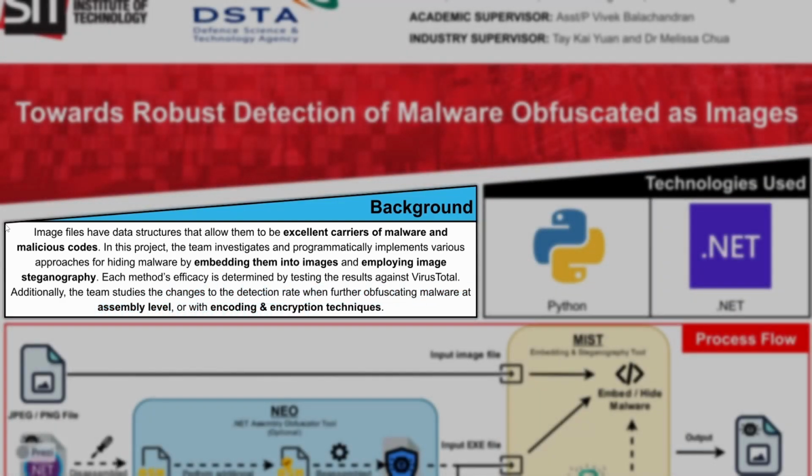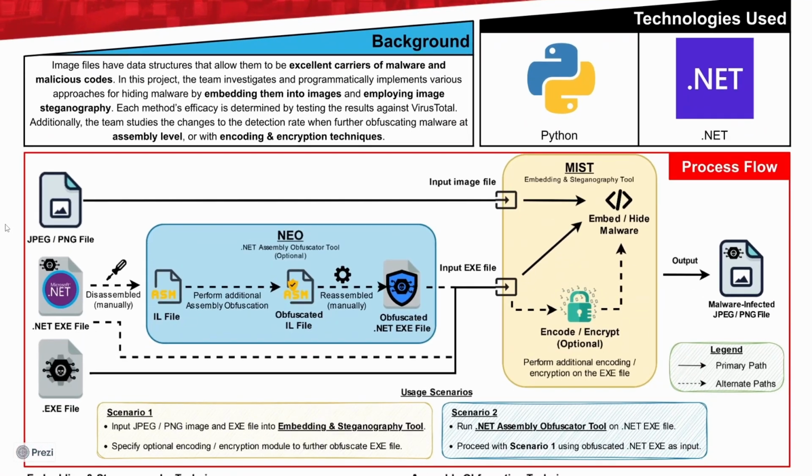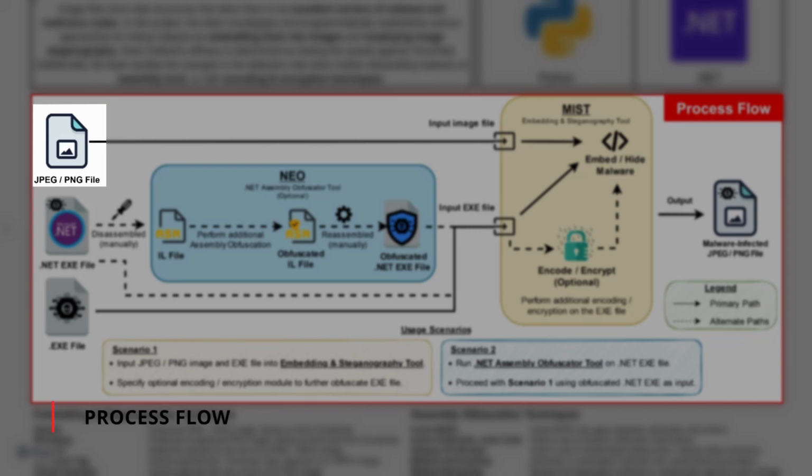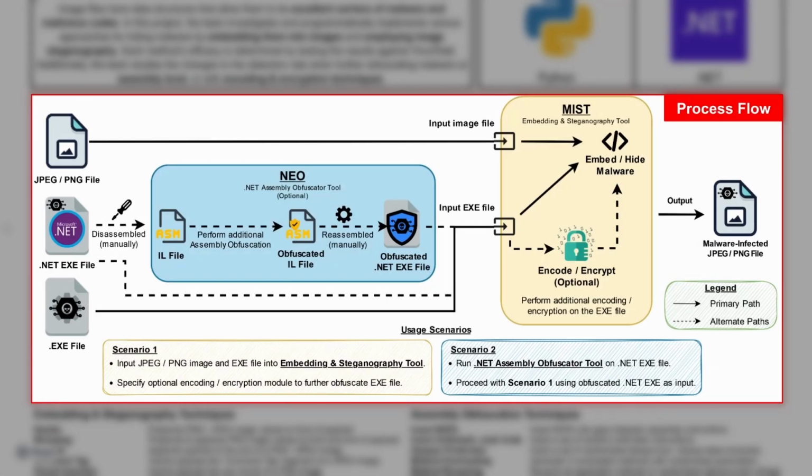The team also studies the changes to the antivirus detection rate by further obfuscating the malware at assembly level, or with encoding and encryption techniques. These techniques are applied before hiding the malware into an image. For this project, we look specifically at JPEG and PNG file formats, and we focus on Windows-based malware.